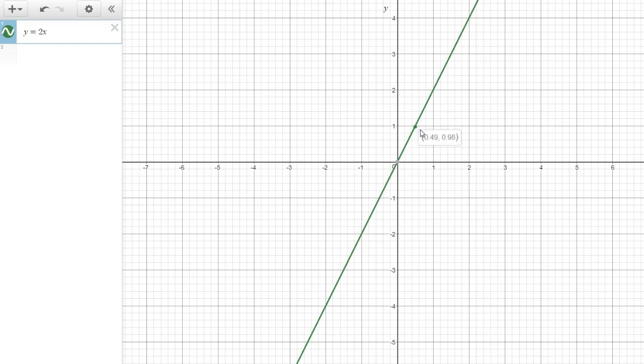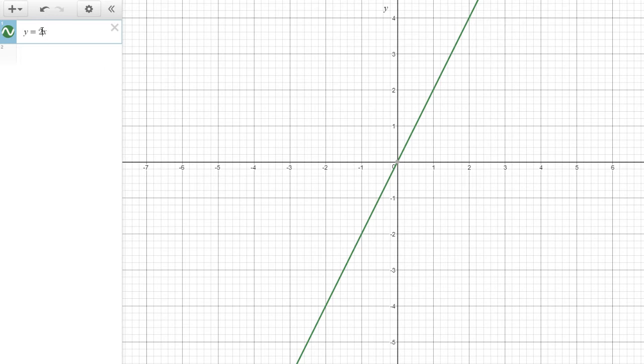So 0.49 times 2 is 0.98. Or if we went up to that point there, the y coordinate is 2, which is 2 times the x coordinate, which is 1. And if we went up to 4, the y coordinate is 4, which is 2 times the x coordinate, which is 2. So that's y equals 2x.